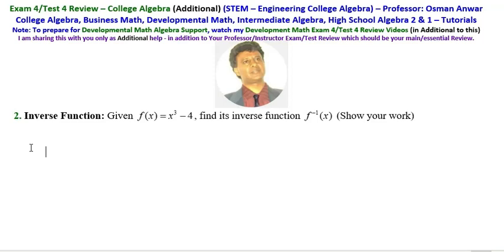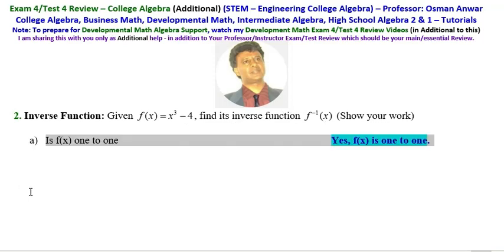Number 2 is inverse function. Given f of x equals x cubed minus 4, find its inverse, f inverse of x. First, A, we have to show that f of x is 1 to 1. If you graph this function, f of x is just x cubed shifted down by 4. That means if you run a horizontal line test, it is going to touch the graph at only 1 point. That means yes, this f of x is 1 to 1.